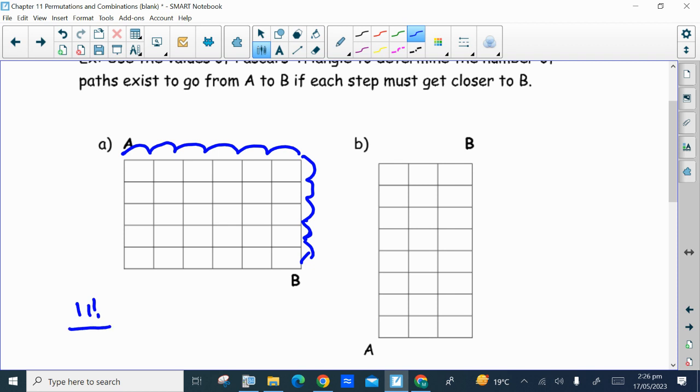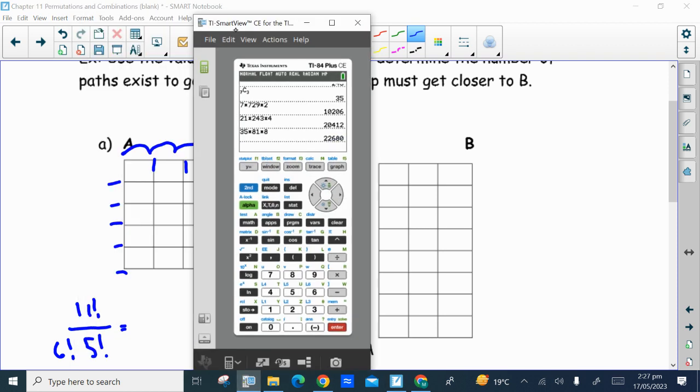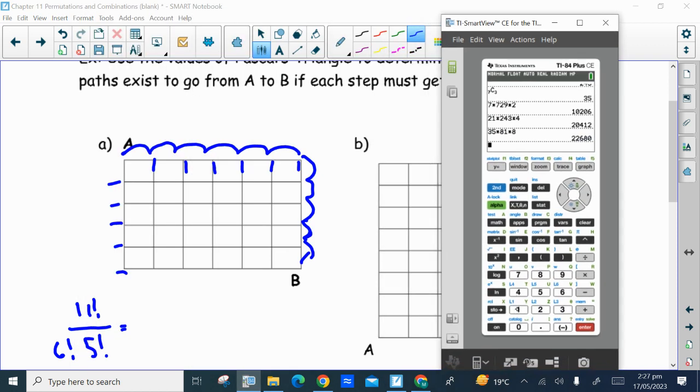However, there's repetition because, and again, you don't start counting until you move, 1, 2, 3, 4, 5, 6 of those are going in the same direction. That's north to south. So you would divide by 6 factorial. And 1, 2, 3, 4, 5 are going in the same direction. That's west to east. So divide by 5 factorial. So this would be one way to determine how many routes a person could follow.